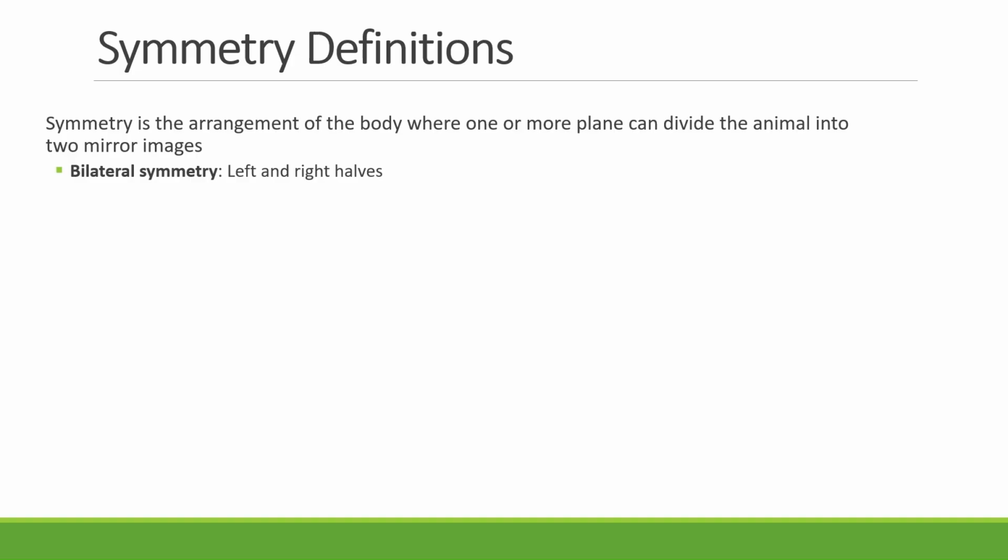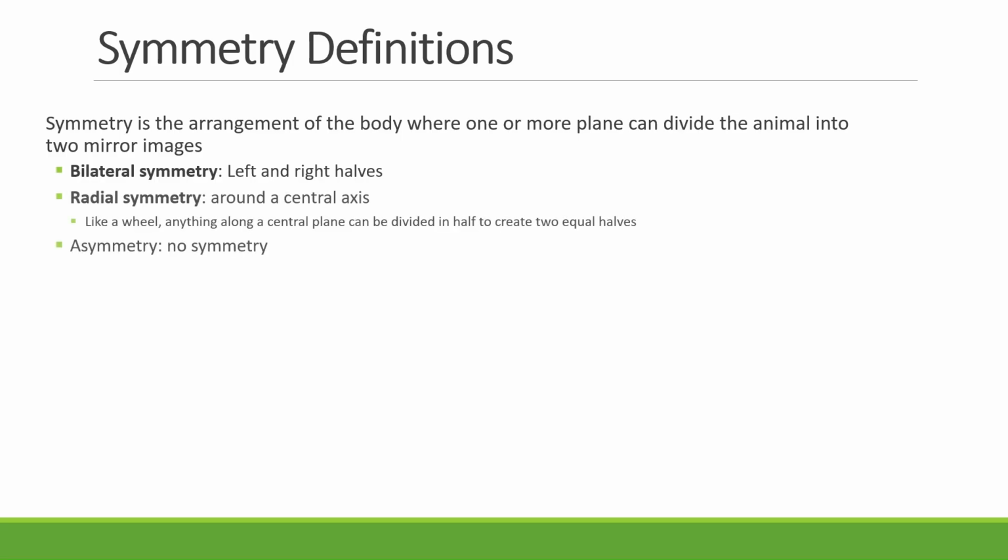Animals can have bilateral symmetry, which means that there are left and right halves that relatively reflect the other. They can also have radial symmetry, meaning that anywhere along a central axis, the body can be divided in half to create two equal halves. Think of a pie or a cake where you can divide it anywhere along its central axis to make two halves that are equal. And asymmetry is, of course, where the organism cannot be divided in any way into two mirror images, a meaning without, so without symmetry.